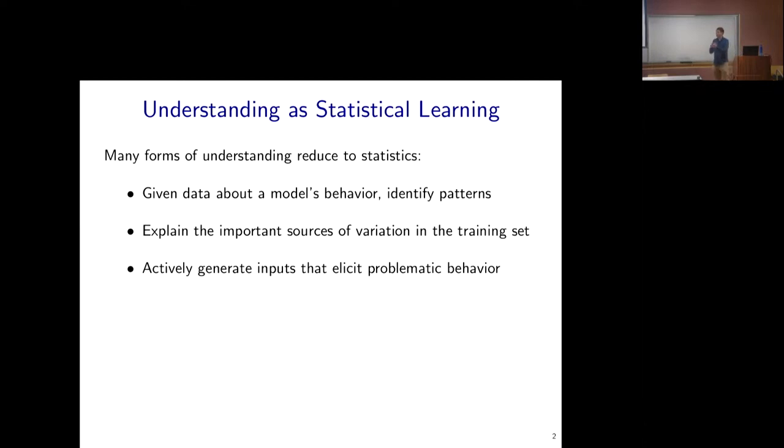So how can we do this? Well, first we have to figure out what we mean by understanding. My claim is that many forms of understanding basically reduce to a statistics or data science problem. What do I mean by this? Well, one thing we might want to do is, given data about a model's behavior, identify patterns in the behavior that we might care about. Like, on this subset of inputs, coding models are more likely to have security vulnerabilities. Another thing we might care about is to explain the important sources of variation in the training set. What is actually going on in the training data? Maybe there are certain biases in the training data that we care about and might want to correct.